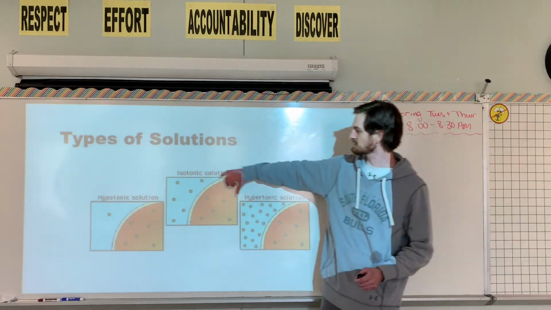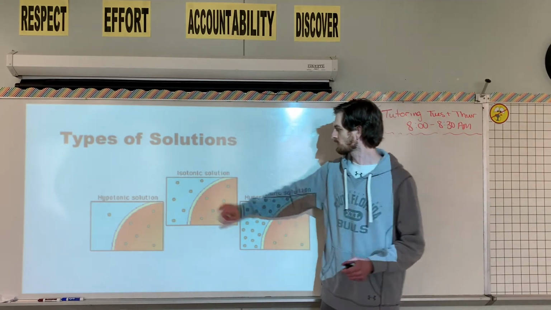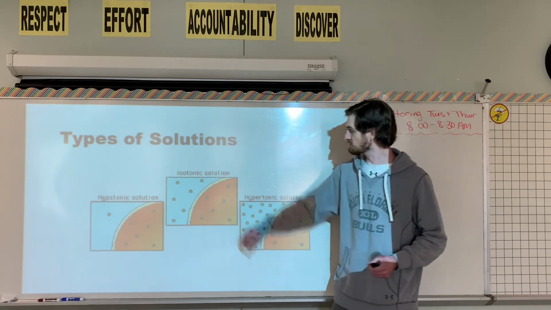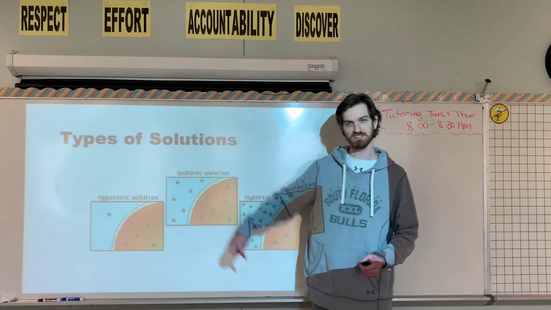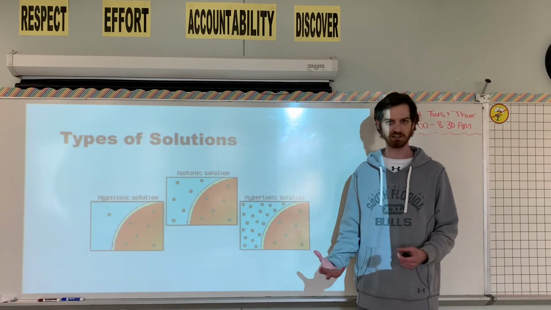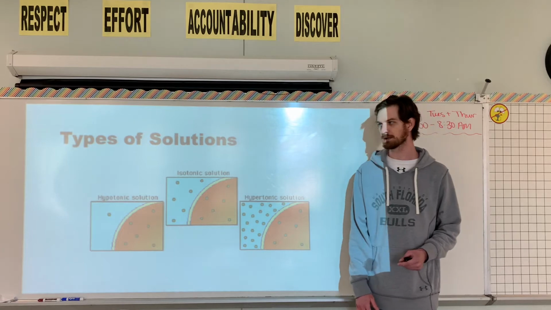That brings us to isotonic. Isotonic is equal. So if you look, there's 6 dots on the outside, 6 dots on the inside. Water will move, but it's going to move equally in and out of the cell at the exact same time because there's no spot that has more than another. So it's an equal movement across the membrane.